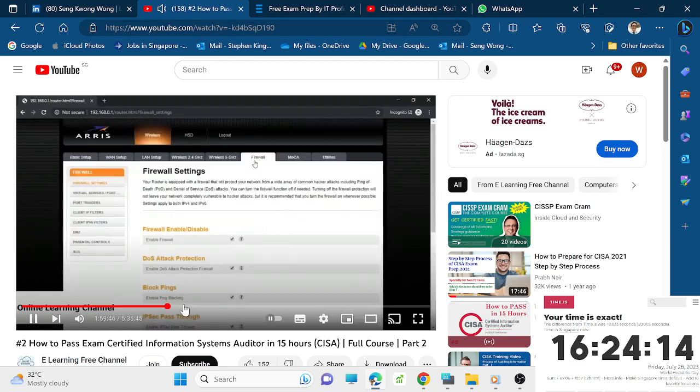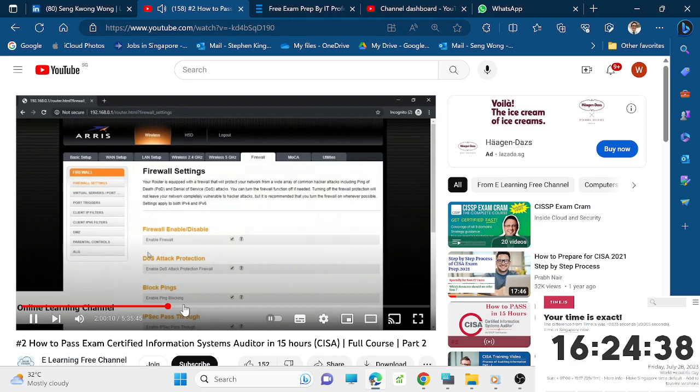Once I've logged in, I'm going to make sure I go under the Firewall tab, but depending on the model of firewall you're working with will determine exactly how you configure the firewall rule sets. This is simply a consumer-grade wireless router. So the first thing I notice is that the firewall is enabled. We can see that with the check mark, and some other security mechanisms are built in here too, like denial of service attack protection and so on.